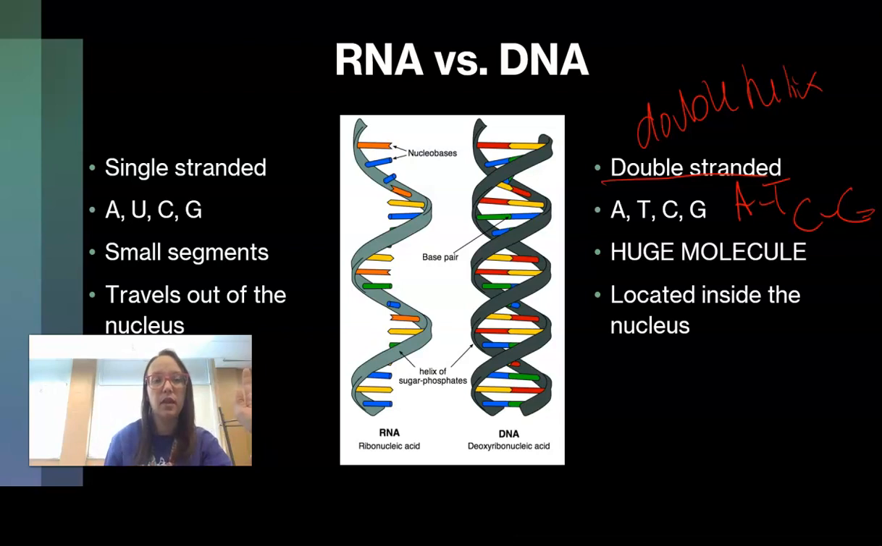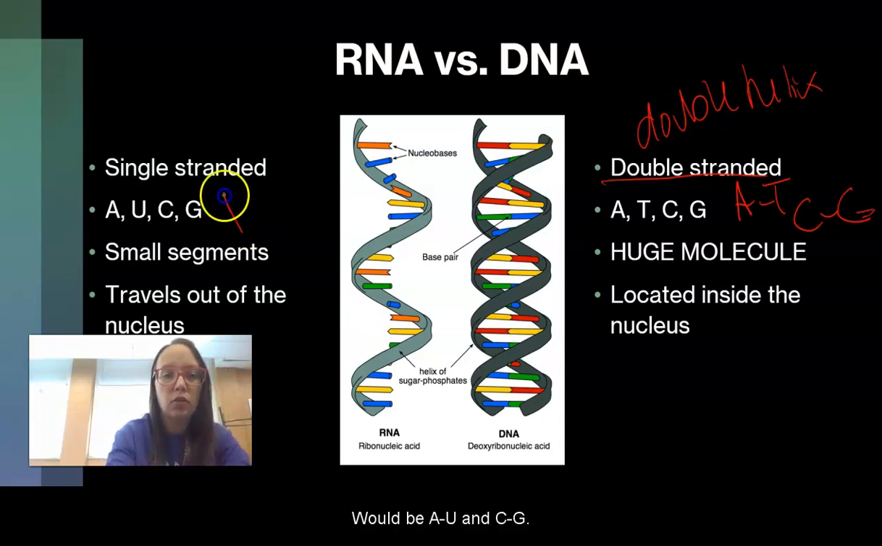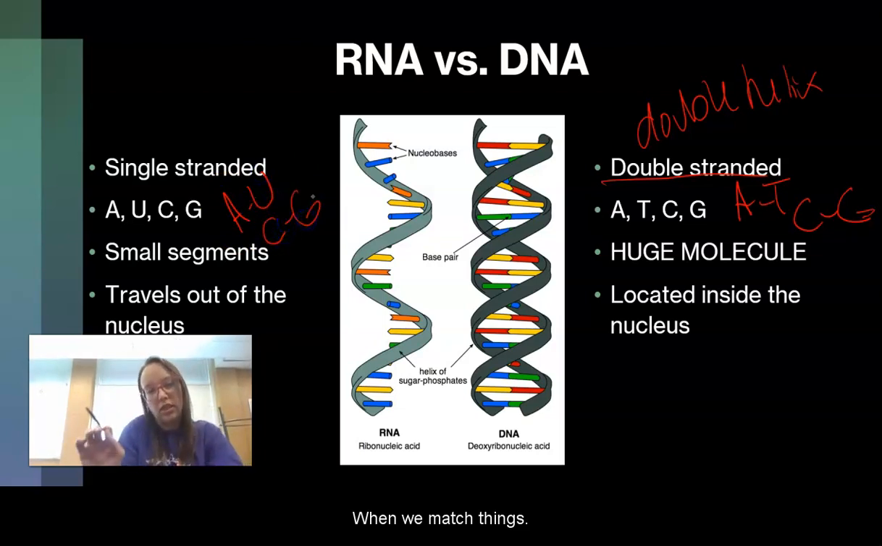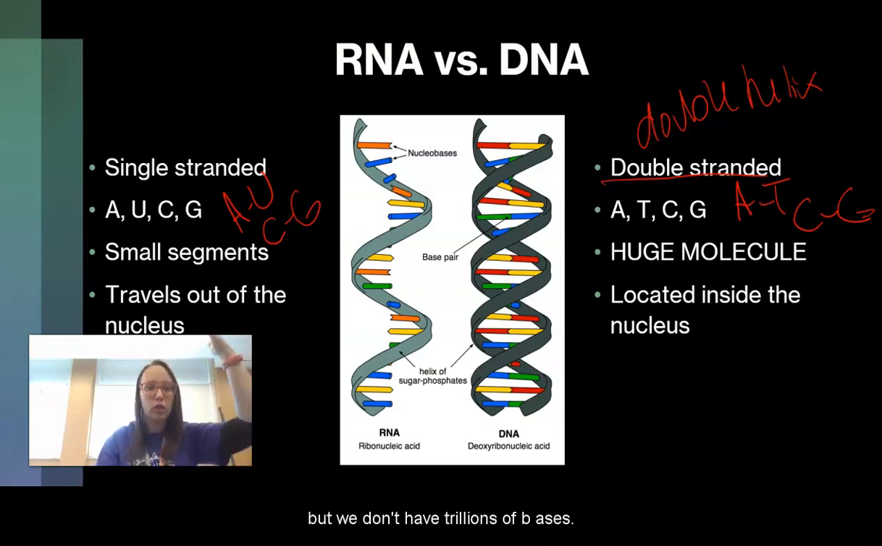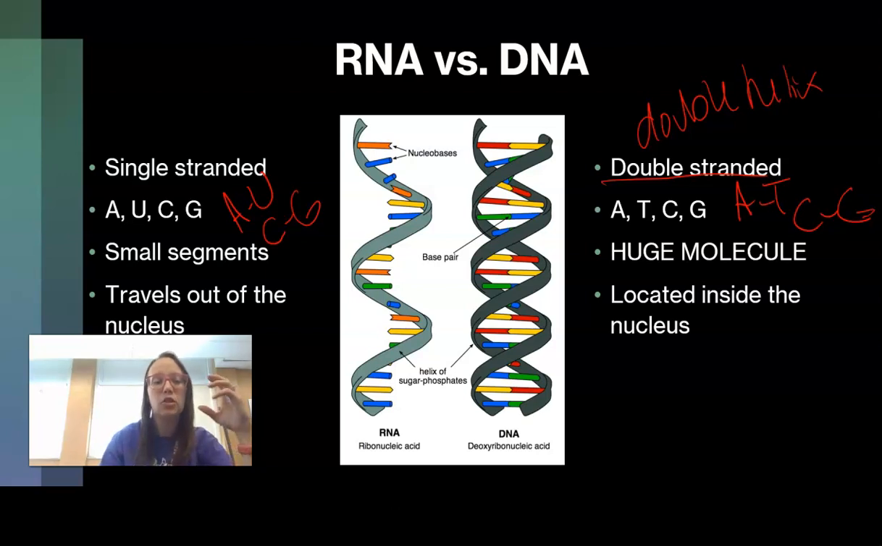RNA, so single strand, so it's only that one. We have A, U, C, and G. So it would be A to U and C to G when we have to match things up. And it's not as big. So it's many base pairs long. So it's still a polynucleotide, but we don't have trillions of bases long. It's just little short segments.